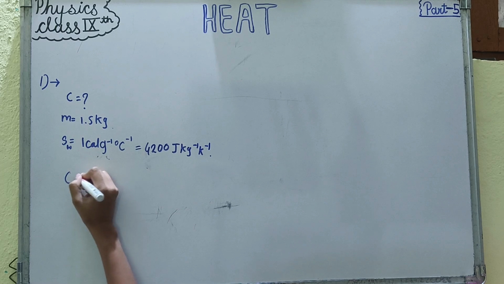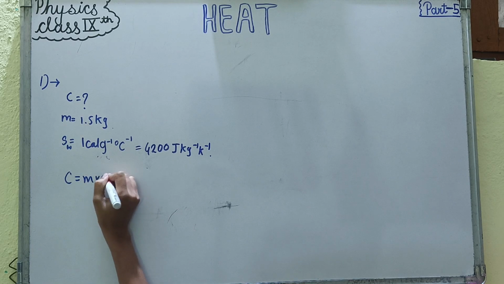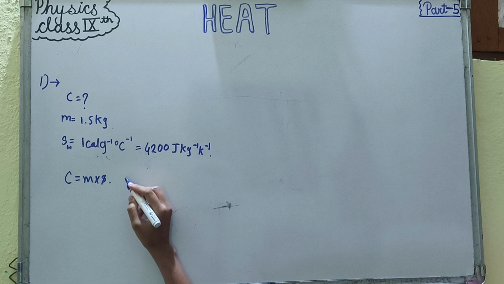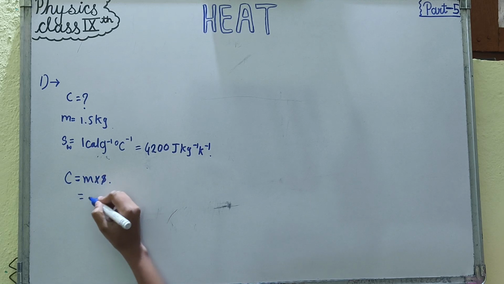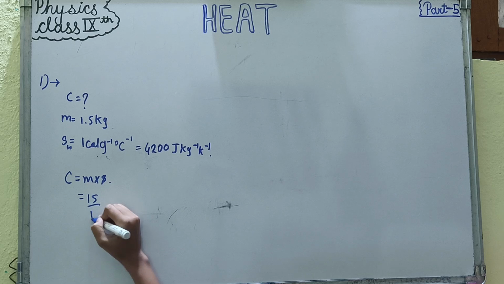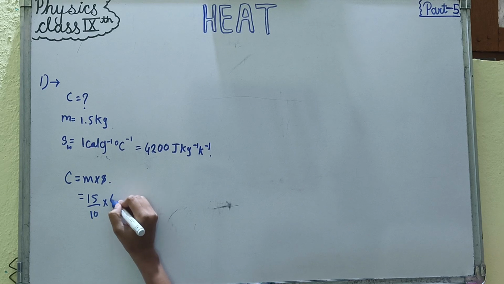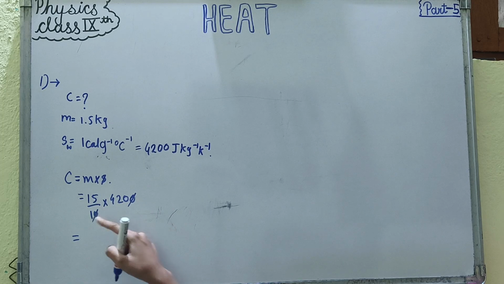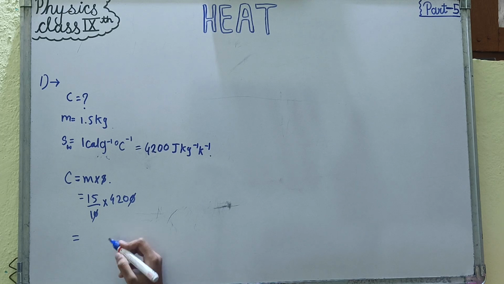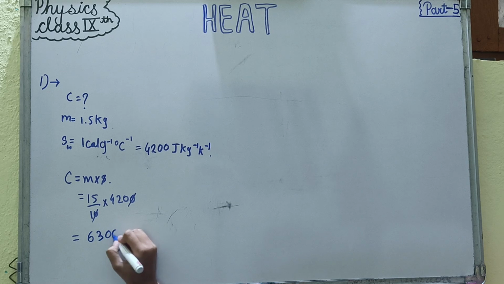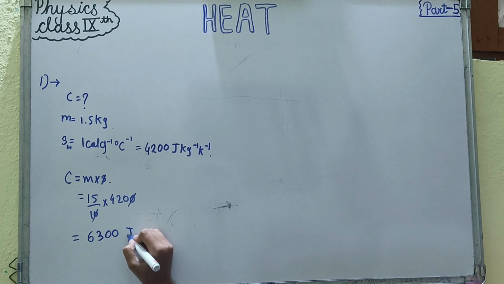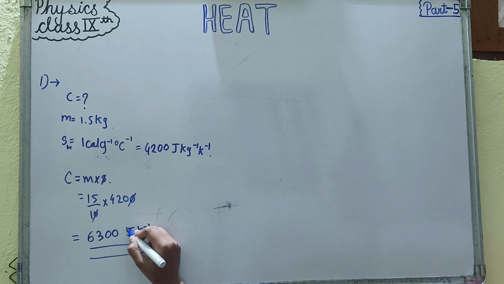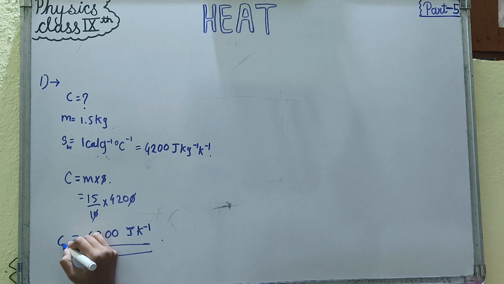Now we also know that thermal capacity C is equal to mass into specific heat. So let us substitute the values. Thermal capacity is equal to 15 by 10, let us take it in decimal, into 4200. The 0 will get cancelled. 15 into 420 is 6300 joule Kelvin raised to minus 1. This unit, the SI unit of thermal capacity, we have learned in the previous part 4.